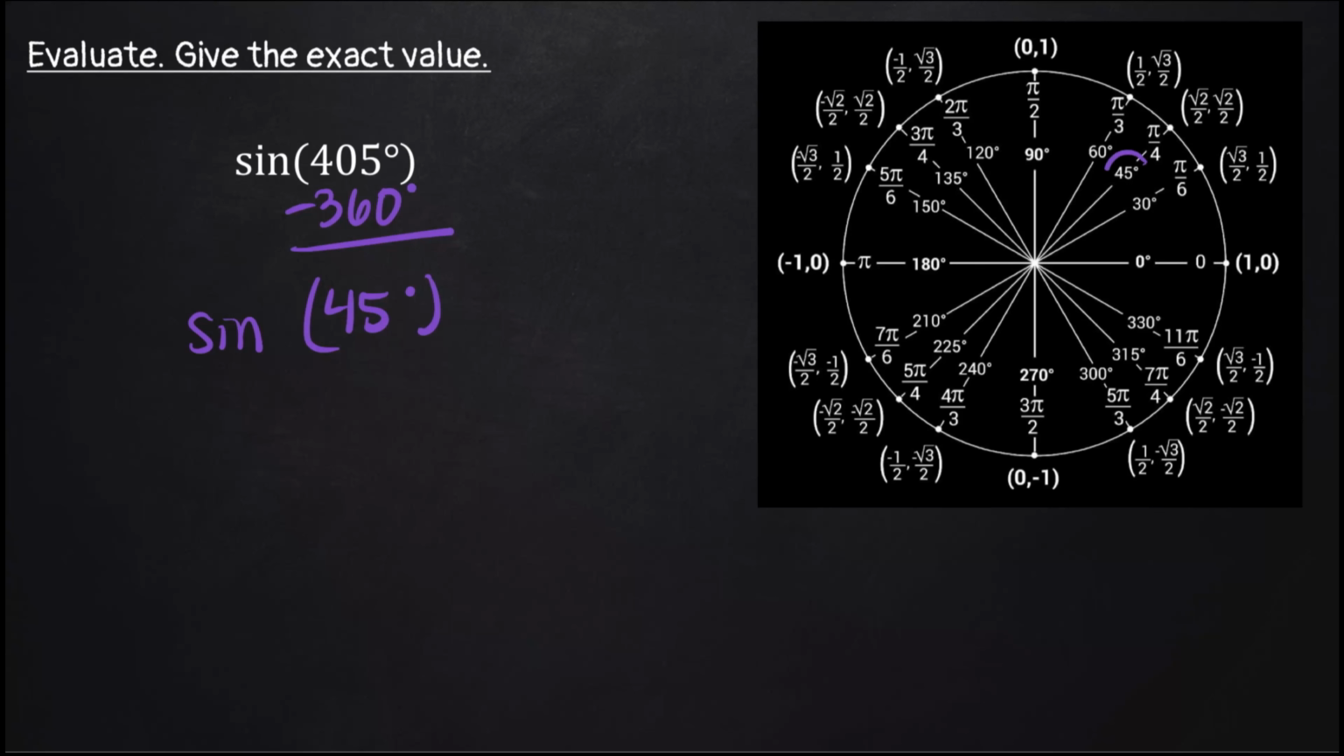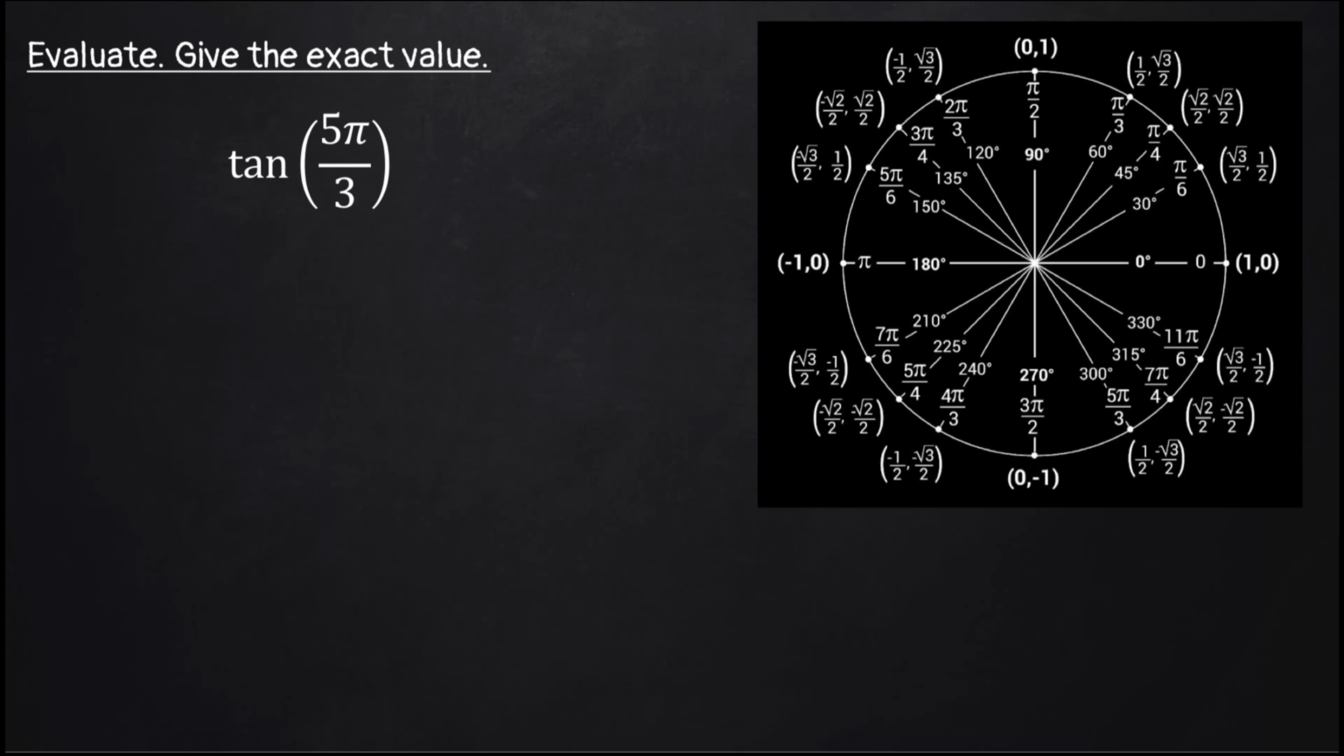So 45 degrees is here. So we're going to look at our points. And because sine is the y coordinate of our point, we're going to look at the y, which is root 2 over 2. So the sine of 405 degrees is root 2 over 2.